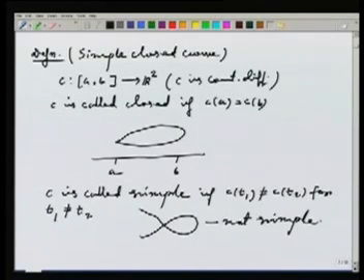Because for some value of parameter T1, suppose this is the direction of the curve, for one parameter I come to this point, then I go along this curve, then I come back and again I pass through the same point, for a different value of the parameter. That means there exist T1 and T2 such that C(T1) is equal to C(T2). That means this curve is not simple. So this kind of curves we are not going to deal with.